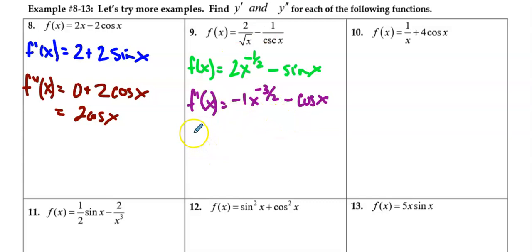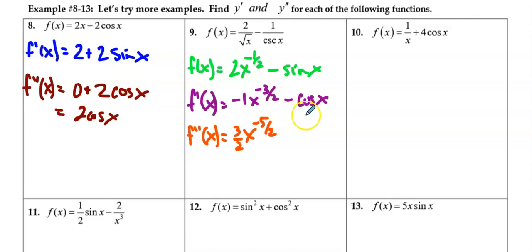So let's look at the second derivative. So f double prime of x. We're going to move the negative 3 over 2 down, and multiply by the negative 1. I get 3 over 2. I get x to the 1 less power. So it's going to be to the negative 5/2.